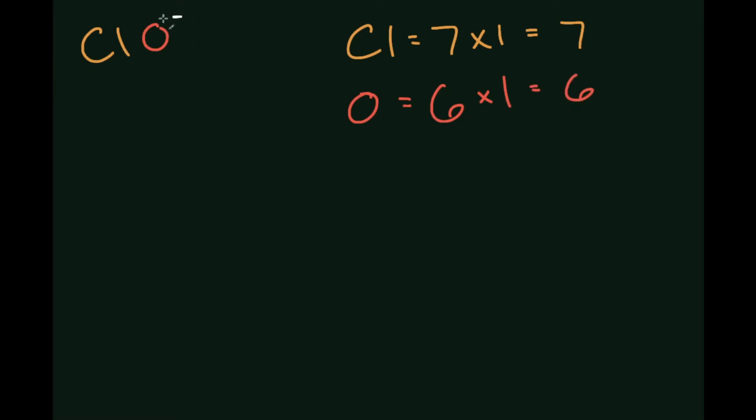Now, since we have a minus charge, so we have a 1 minus charge, so what are we going to do with that? So we're going to add an electron.